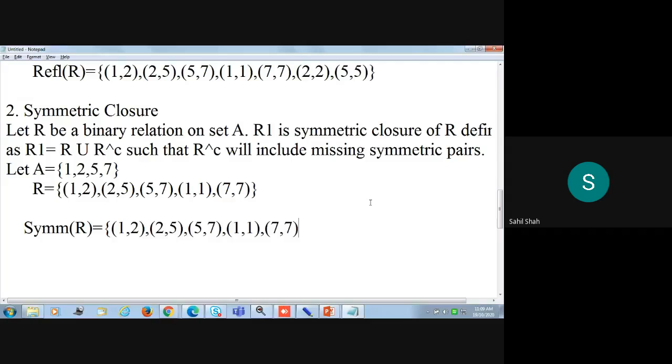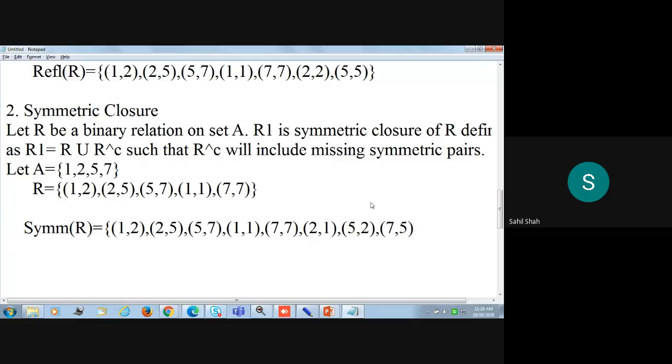And if a particular pair is absent, you are going to include it. So first of all, we are looking for 1 comma 2. 2 comma 1 is absent. That will be present in the converse. So I am including 2 comma 1. Next, I am including 5 comma 2. Next, I am including 7 comma 5, because those are absent.